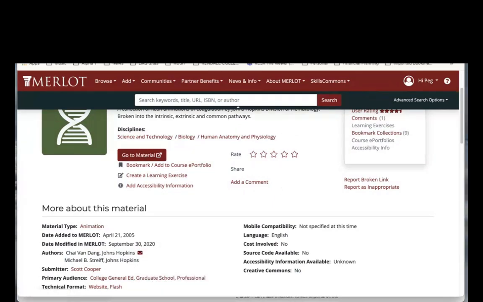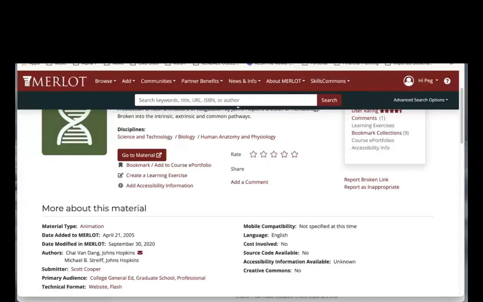Let me see if I can get it here. Yeah, this is their email here. So I could then just copy and paste that into an email and say, hey, I found this resource. I really want to use it in my class. Are you okay with that? And they'll come back to you and probably say, yes, absolutely, or no, please contact these people or whatever.